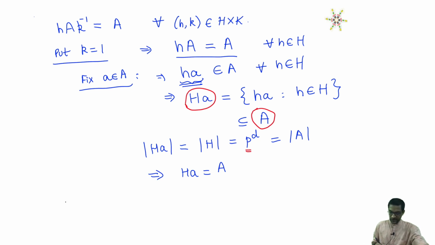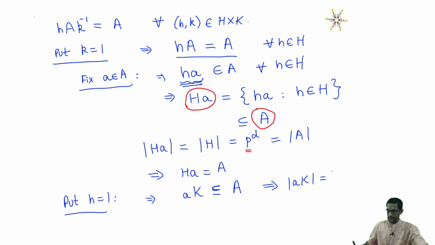Now similarly, we can do the same thing on the other side. We can put H to be 1 and conclude by a similar token that if I take this element A and multiply it on the right by elements of K, then AK is a subset of A for the same reason. And again, because the cardinality of AK is the same as the cardinality of K, which is p power d, AK and A have the same cardinality. This means that AK is equal to the set A.